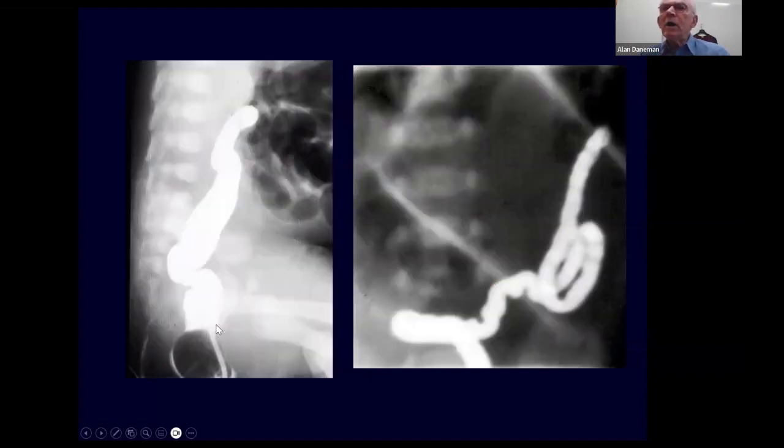Other things you might find on an enema is a microcolon with a complete obstruction here in the descending colon. This is a baby with an atresia of the colon. I show this not only for that, but also to show you this great big balloon that has been blown up in the baby's rectum.